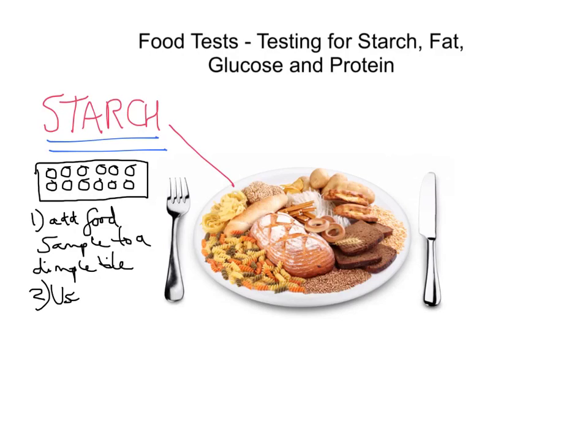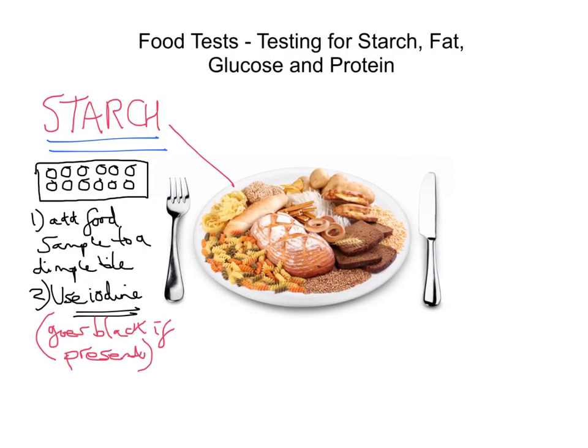So the test for starch is to use something called iodine. Now iodine goes black with starch. We'll write in here, use iodine, it goes a black colour if present. So if starch is present, the iodine will turn bluey black. So that's the test for starch, quite simply.